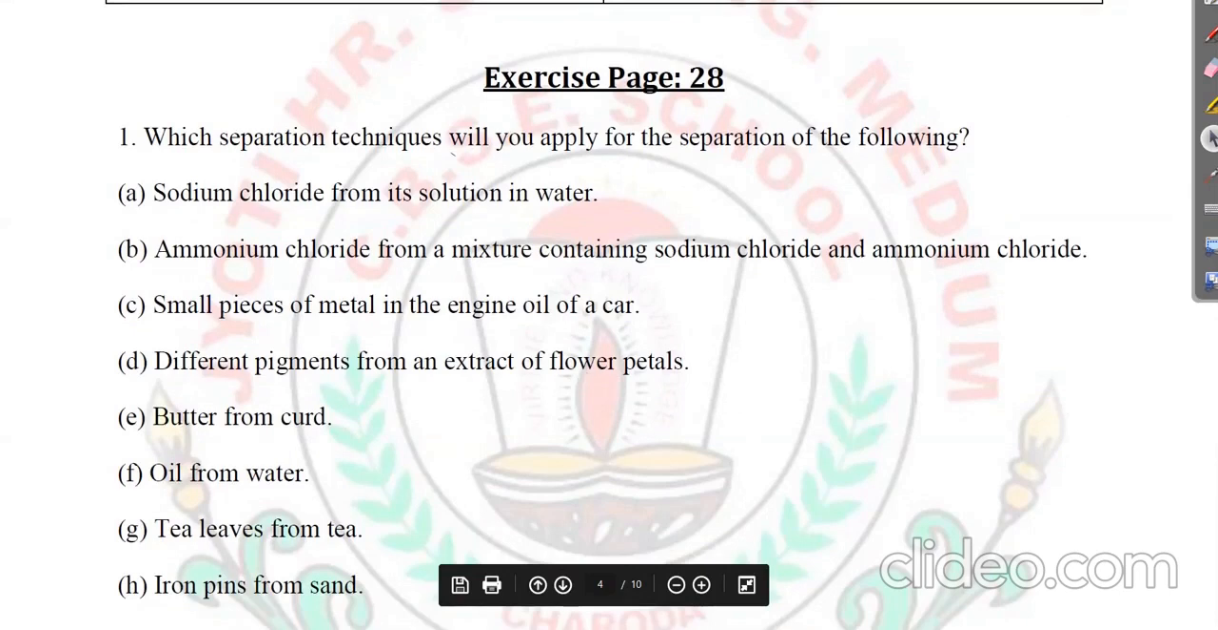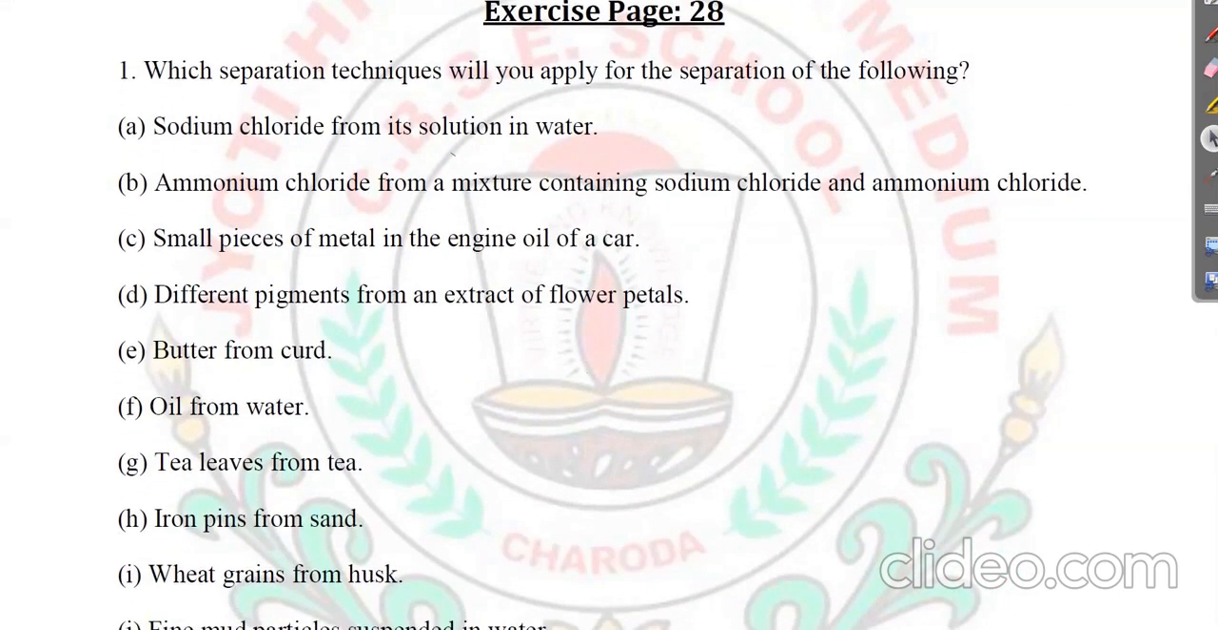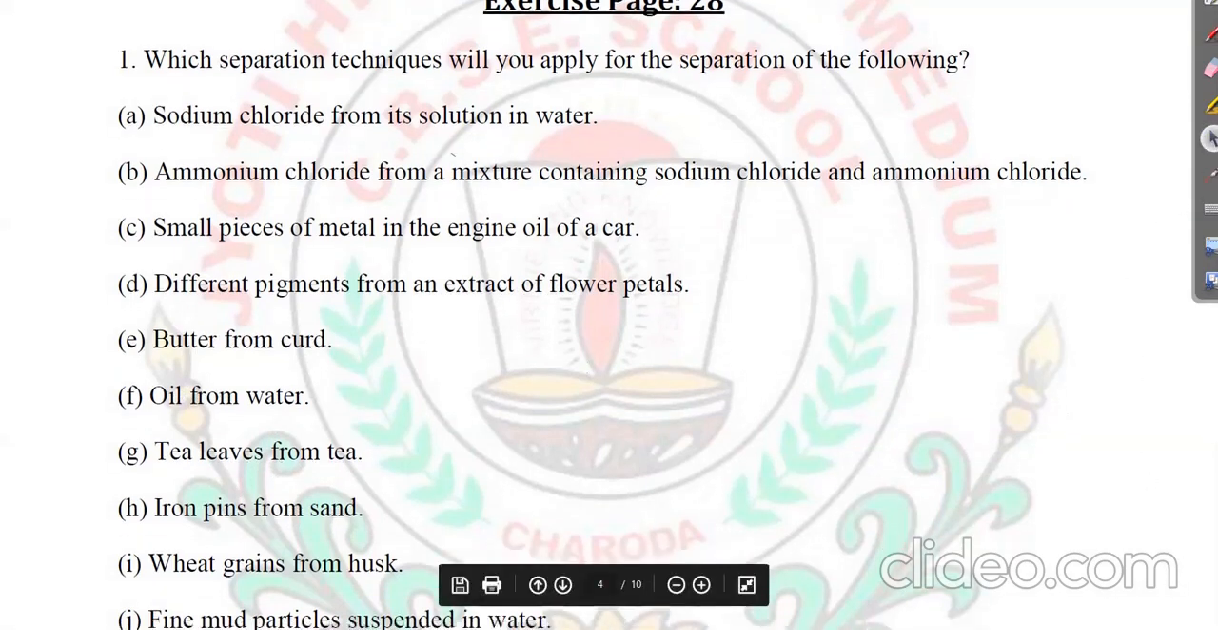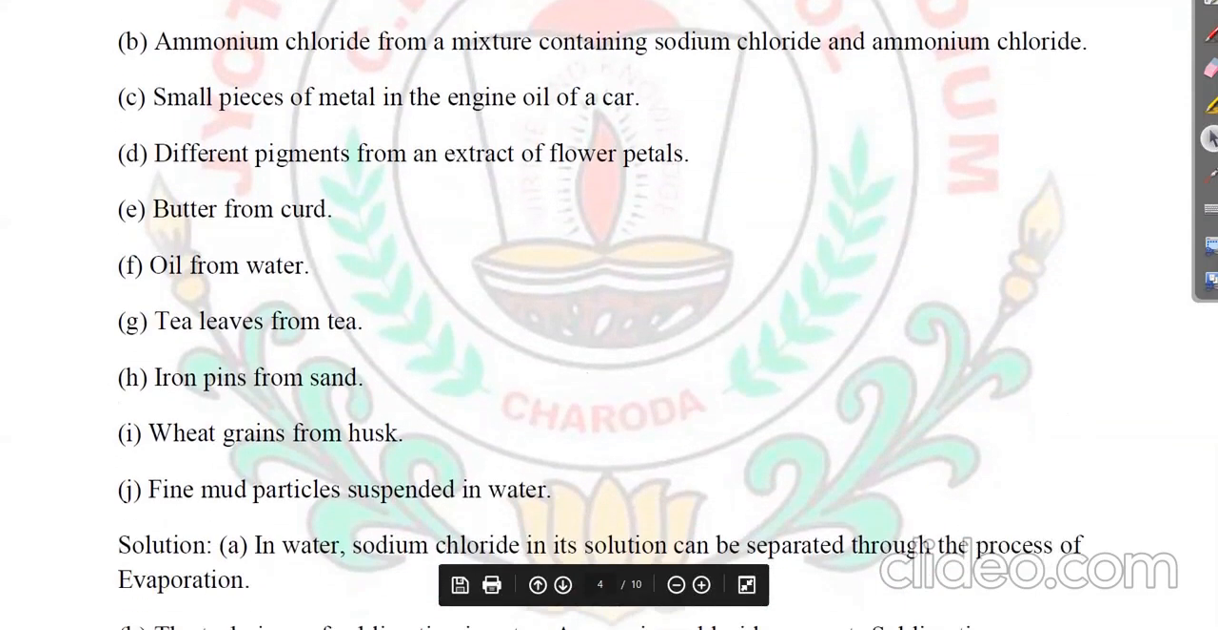Page number 28, exercise of page number 28. Which separation technique will you apply for the separation of the following? Same question as the above one, but here the things have been changed. Sodium chloride in its solution in water. A mixture containing sodium chloride and ammonium chloride. Small pieces of metal in the engine oil of a car. Different pigments from an extract of flower petals. Butter from curd, oil from water, tea leaves from tea, iron pins from sand, wheat grains from husk, fine mud particles suspended in water.